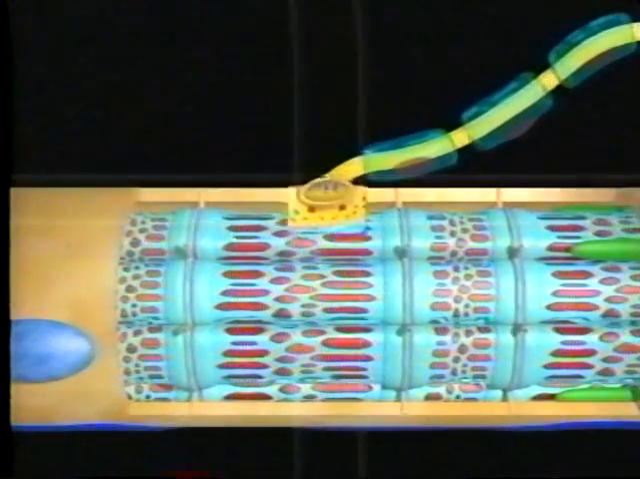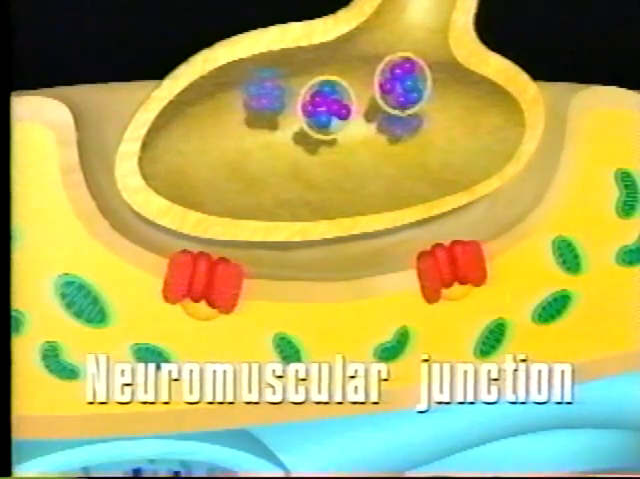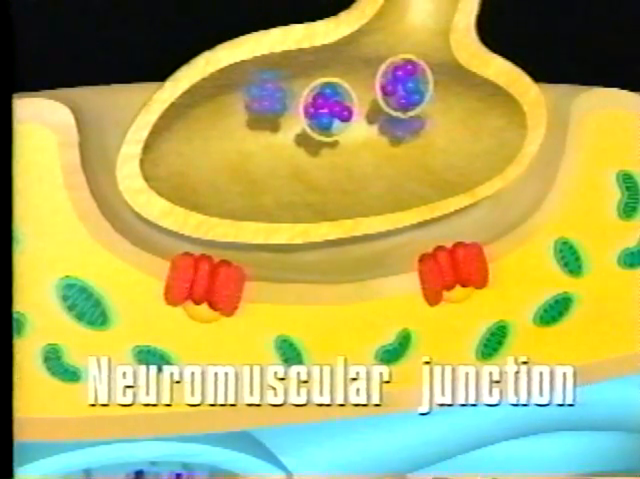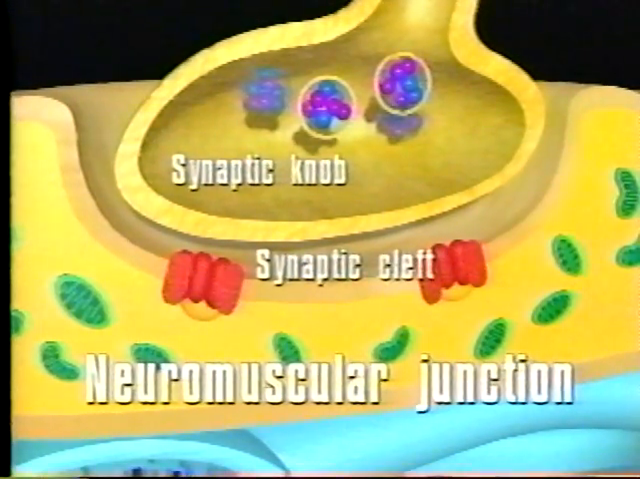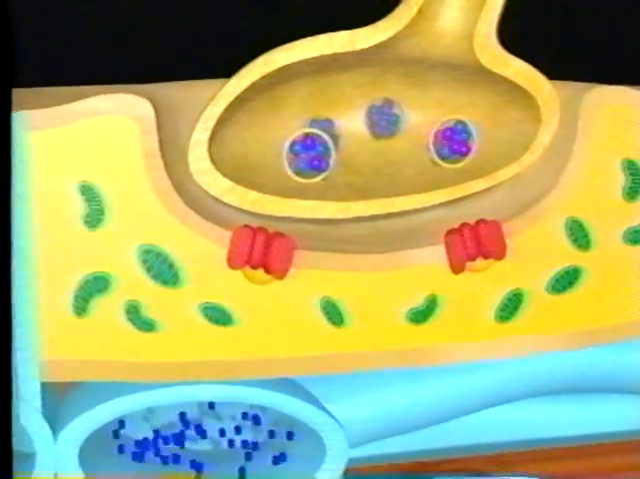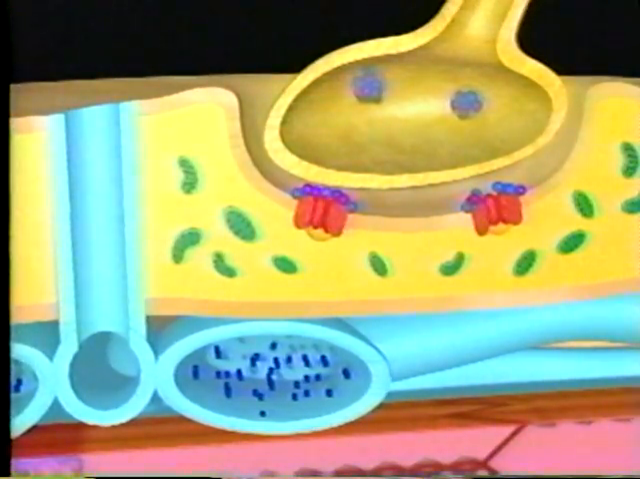The area where the terminal process of an axon communicates with the muscle cell is called a neuromuscular junction. The synaptic knob of the neuron and muscle fiber are separated by a small gap called the synaptic cleft. The neuron controls the muscle fiber by releasing a chemical neurotransmitter into the synaptic cleft. Let's follow the contraction process step by step.